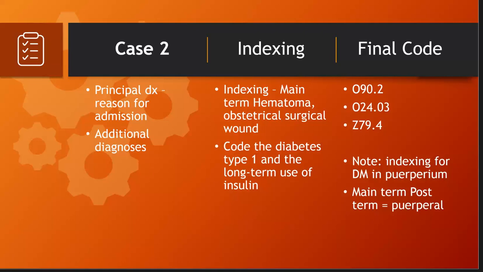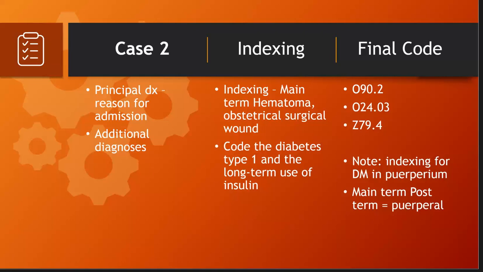So her diabetes is not gestational. There's nothing about gestational identified in our clinical information. She had diabetes before she got pregnant. She has diabetes now. So we're going to index the main term of postpartum because we're identifying that she has diabetes now in her postpartum period. She's already delivered her child 12 days earlier.